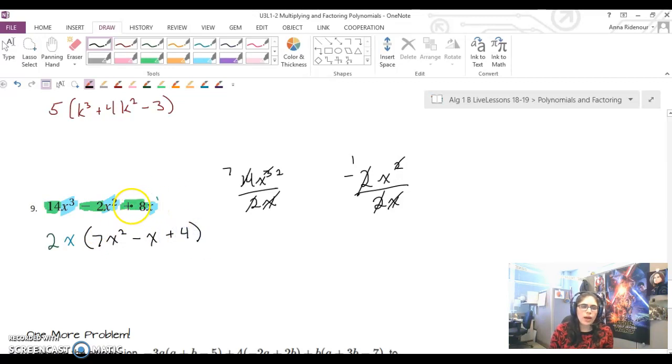Another way to do this is to just divide the coefficient by what you're factoring out. So divide 8 by 2 and you get 4, and then divide x by x and you get 1. So you're just left with 4 there.